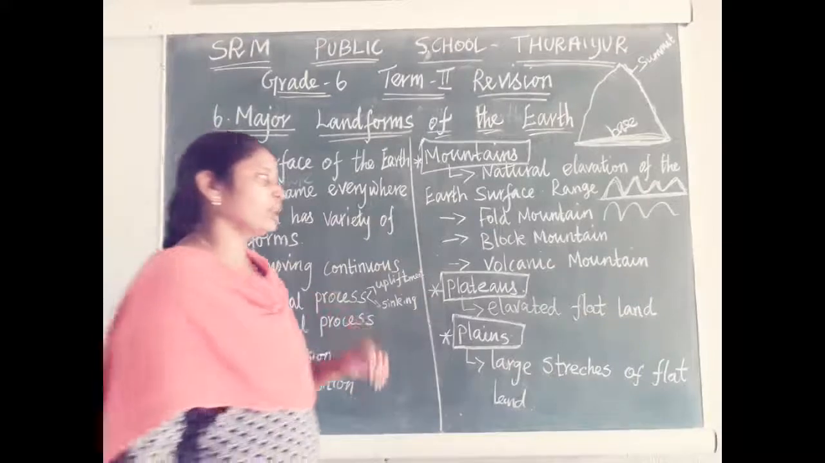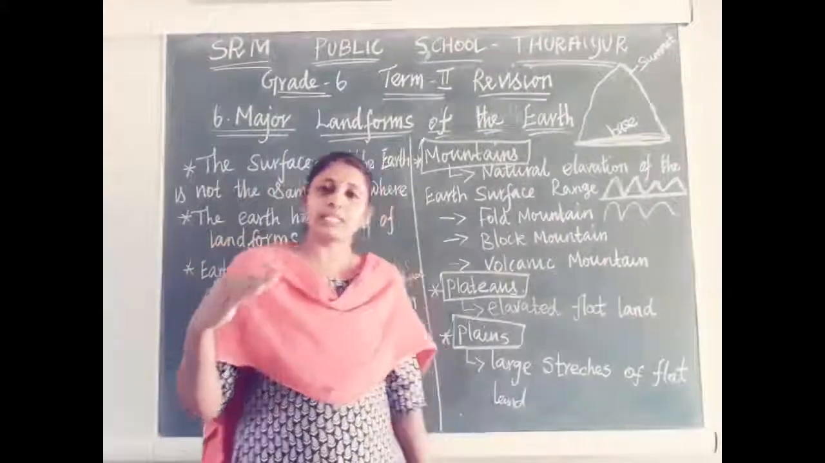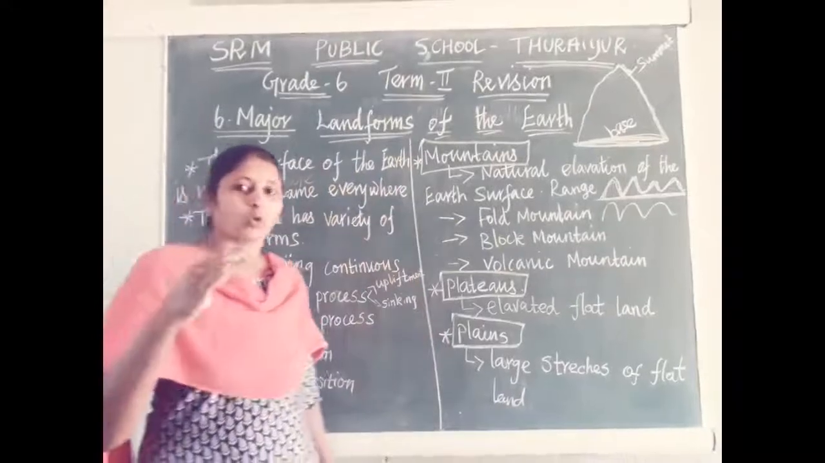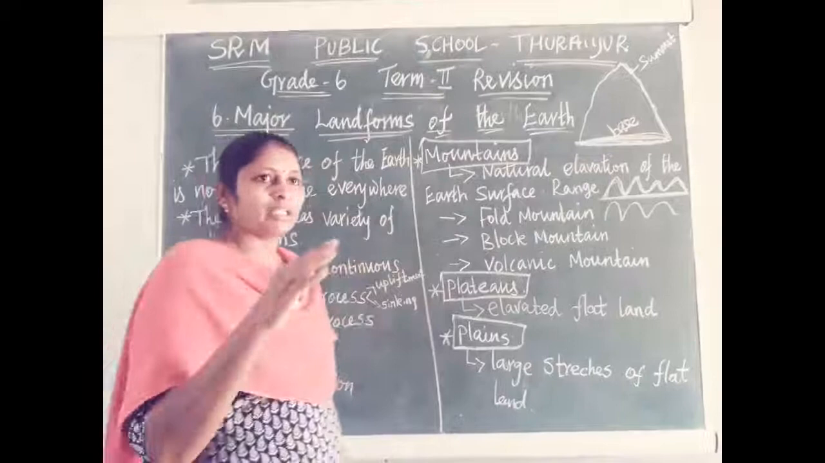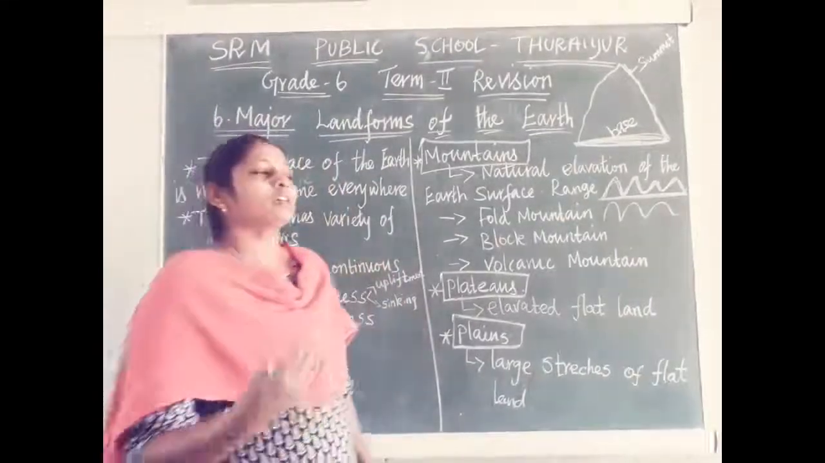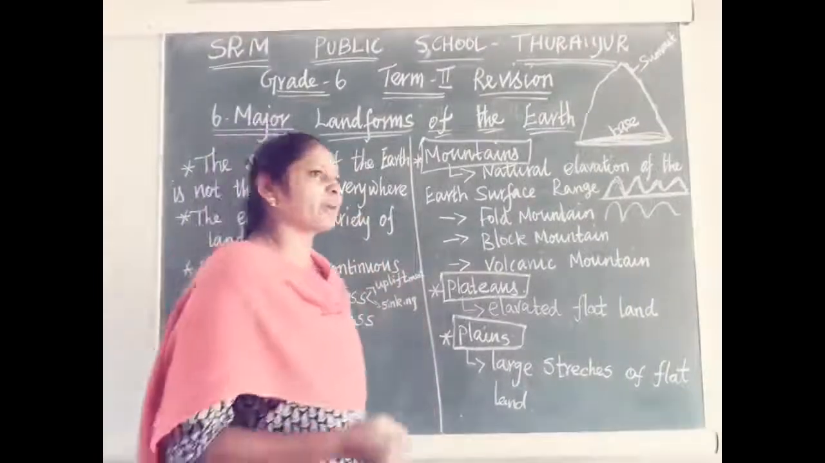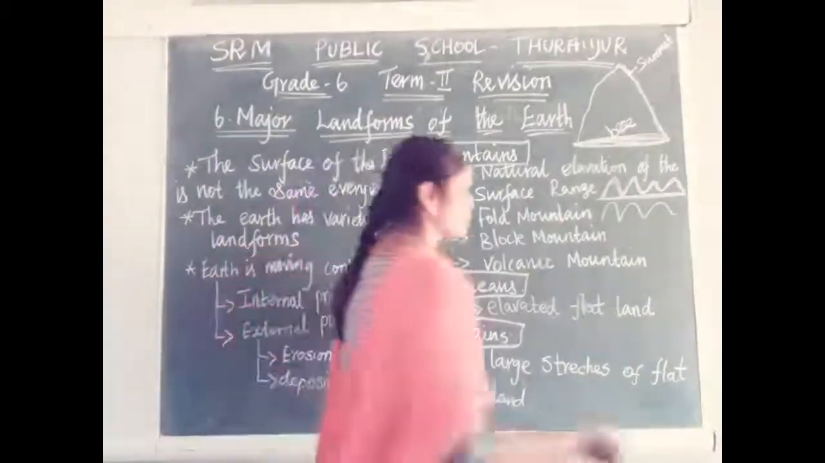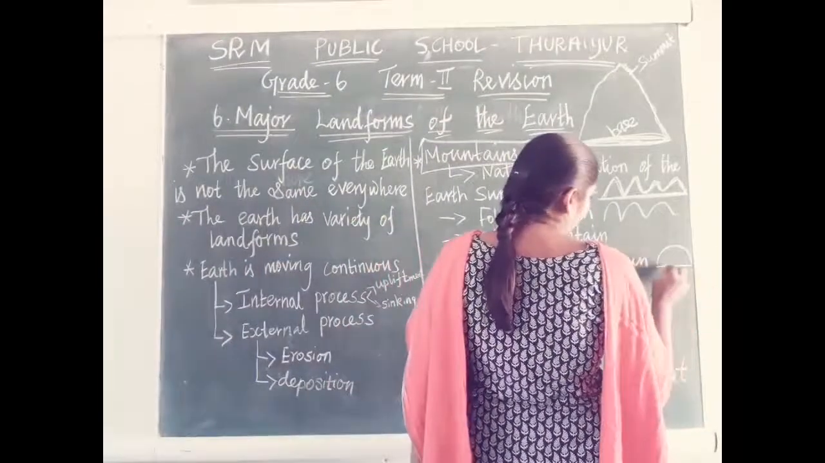You know very well our earth has three layers: crust, mantle, and core. In the crust, our landmass, the continents and oceans, everything is present. In the mantle, the magma is present. Suppose this is the earth, this is the mountain, and this is the crust.